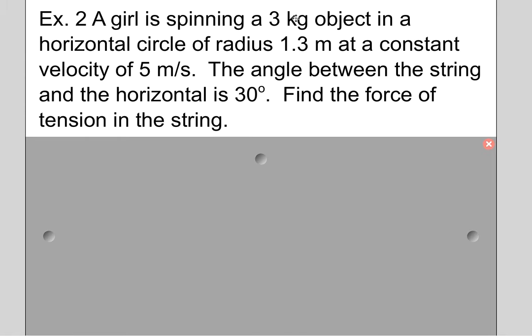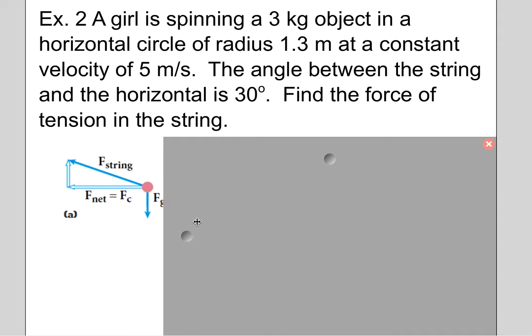Here's the girl spinning the 3-kilogram object in a horizontal circle. The radius is 1.3 meters, and she's going at a constant speed of 5. The angle between the string and the horizontal is 30 degrees. Find the force of tension. Right, so the picture we just looked at: here's the string, she's pulling on it, and the question is to find the force of tension in that string.